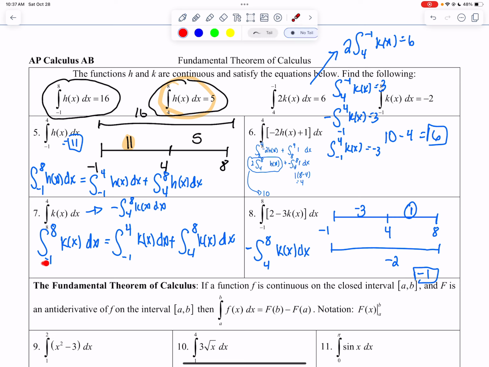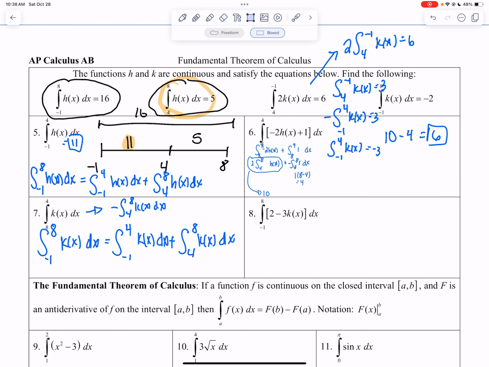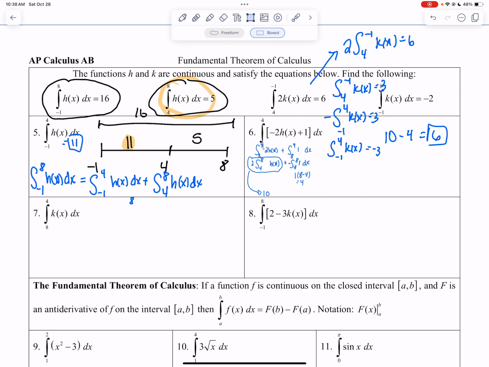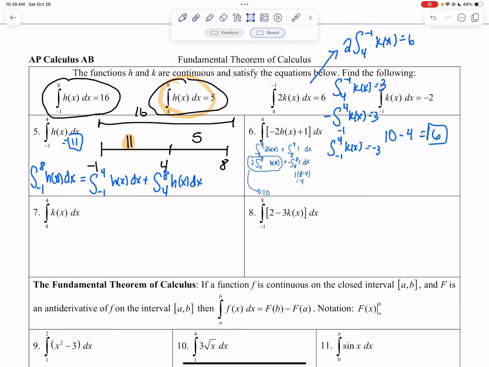So we know that this we found out was negative 2 from negative 1 to 8. Then from negative 1 to 4, we found out that that was negative 3 right here. And then here, from 4 to 8, we knew that this was 1. So then the negative integral from 4 to 8 of k of x dx is negative 1. Oops. I'm going to delete that since it's on video anyways. So negative 1.